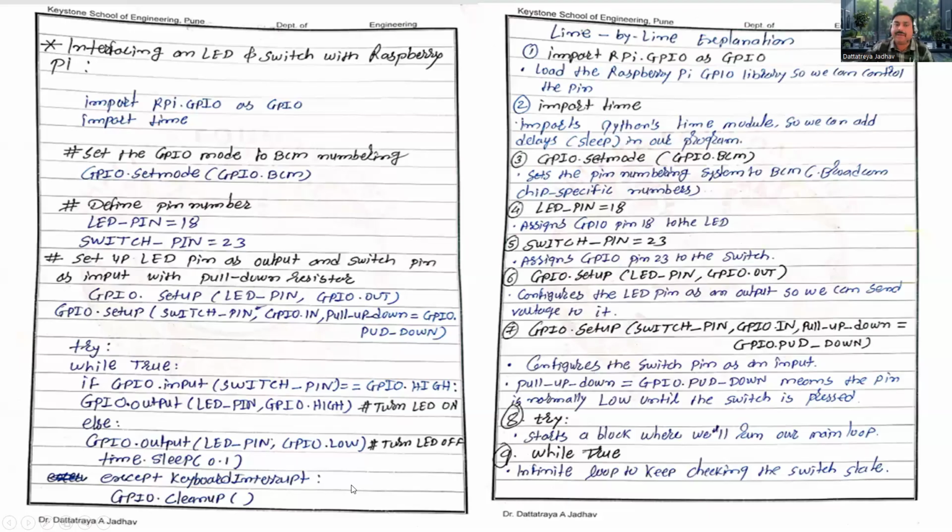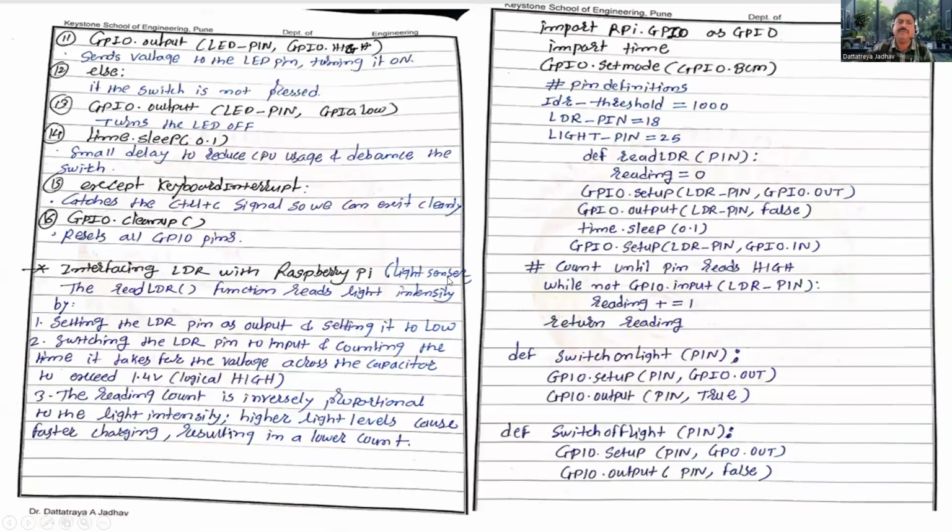So same like that parameter, only that switching parameter we have to consider for this one. That concept is related with the interfacing of LED and switch with a Raspberry Pi. Same concept related with explaining each and every parameter in here. GPIO.output, that is LED pin GPIO.HIGH. So we say send a voltage to the LED pin, turning it on. Else, if the switch is not pressed, the LED will be turned off.